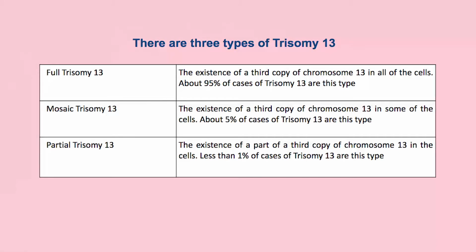Types of trisomy 13. Full trisomy 13: the existence of a third copy of chromosome 13 in all of the cells. About 95% of cases of trisomy 13 are this type. Mosaic trisomy 13: the existence of a third copy of chromosome 13 in some of the cells. About 5% of cases are this type. Partial trisomy 13: the existence of a part of a third copy of chromosome 13 in the cells. Less than 1% of cases are this type.